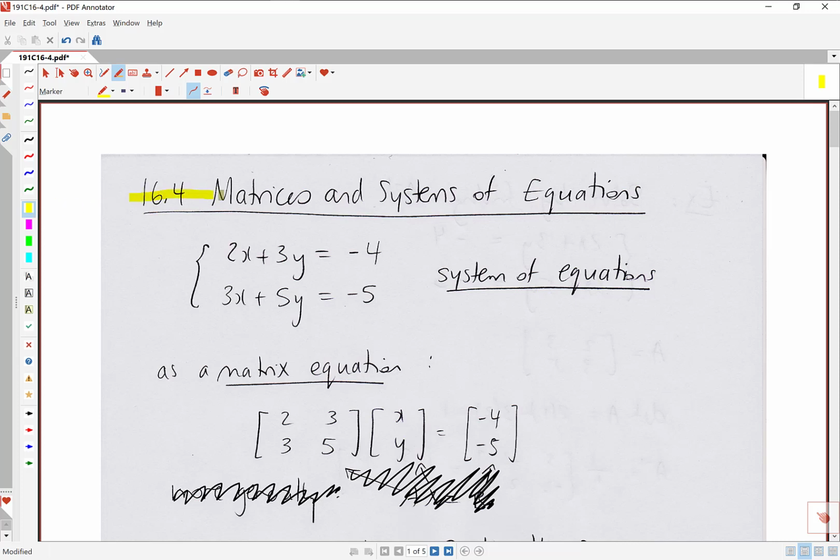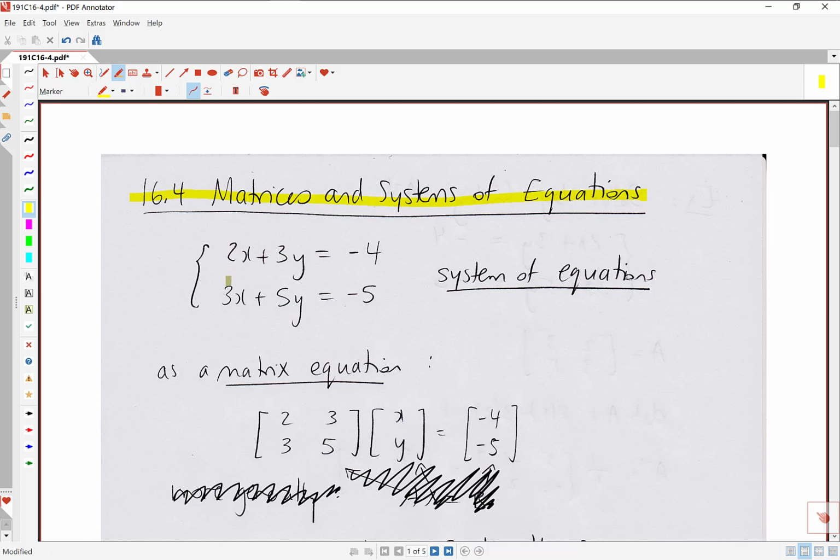In this video, we're going to talk about matrices and systems of equations. Specifically, what we're going to be doing is using the inverse matrix to solve systems quickly. So just a little flashback to something that we said in section 16.2 before we get underway here.